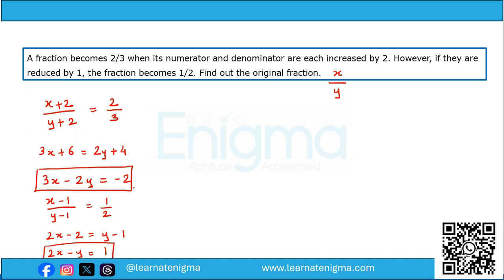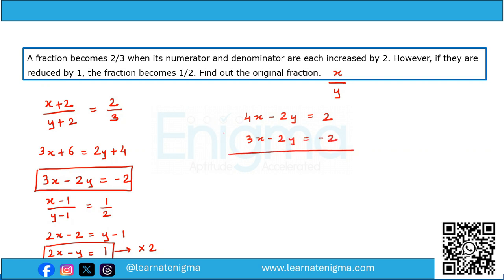Now let's equate the coefficient of y and then we can cancel out y. So multiplying this second equation by 2, it becomes 4x minus 2y is equal to 2. And keeping the first equation as it is, it becomes 3x minus 2y is equal to minus 2.